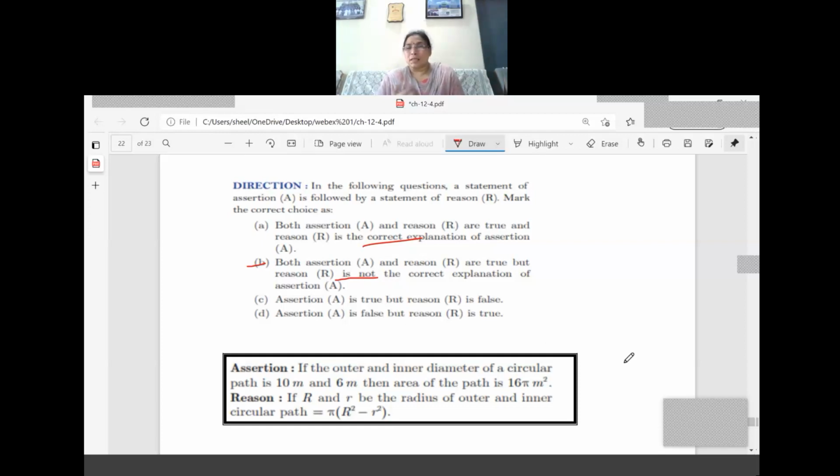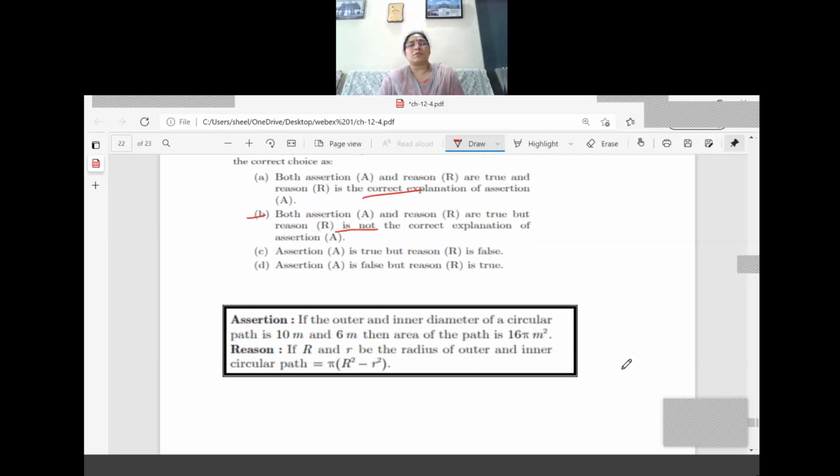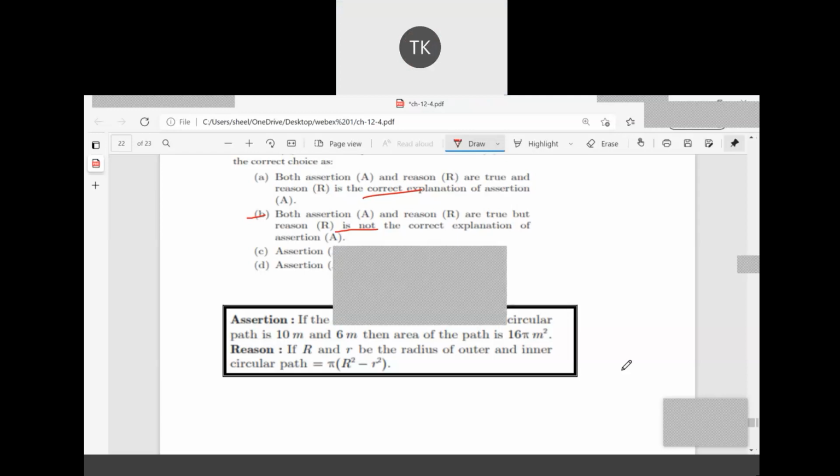Now the question is that outer and inner diameter of a circular path is 10 meter and 6 meter. Diameter is given, outer and inner. Then the area of the path is 16 pi meter square. The reason given is that if R and r be the radius of outer and inner circular path, then area is pi into R square minus r square. Do fast, because the time is going.